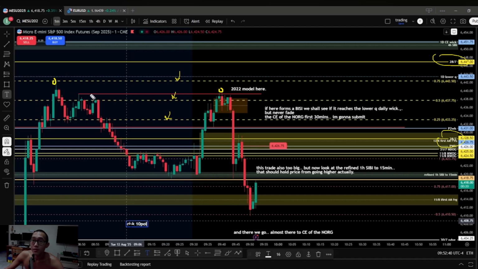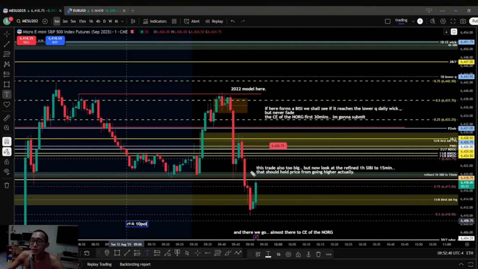Looking at this 15-minute chart, we cleared buy side, and then we had displacement through the new week opening gap here and through this new day opening gap as well. This is the order block. And right here, we have the refined 1 hour to 15-minute fair value gap. So yes, I would enter short in this fair value gap.